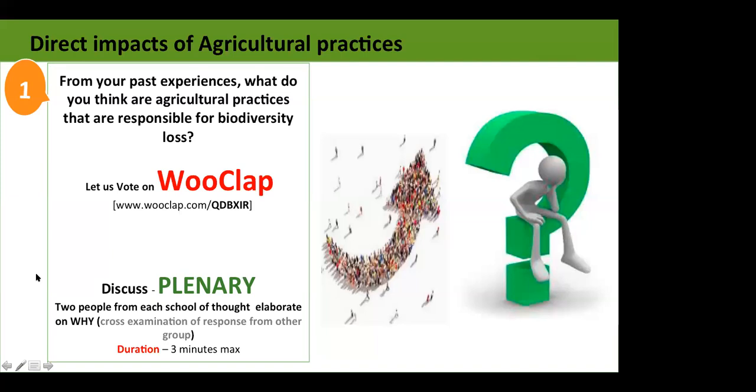These are the methodology we are going to use. And just like we discussed last week, we're going to brainstorm together. Okay, so briefly we will consider the direct impact of agricultural practices. We will want to know what the impact of agricultural practices on biodiversity is. So from what we can see on the screen now, from your past experience, what do you think are agricultural practices that are responsible for biodiversity loss?